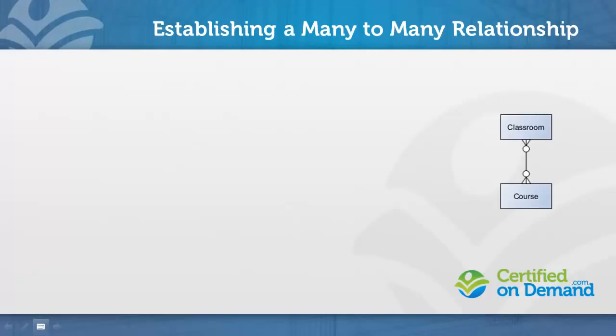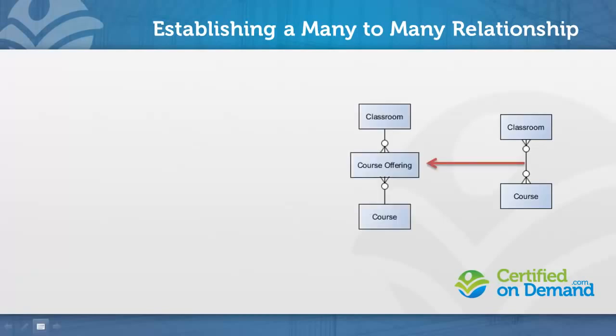In this example, we're going to look at creating a many-to-many relationship between courses and classrooms. Over time, one classroom can be used to facilitate many different courses. Likewise, a course can be held in many different classrooms. In Salesforce, in order to establish a many-to-many relationship, you must use a junction object.